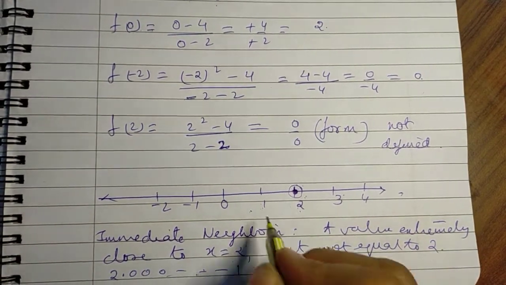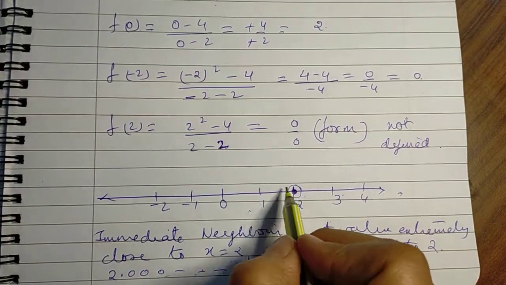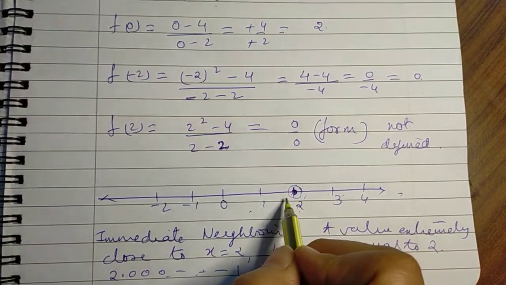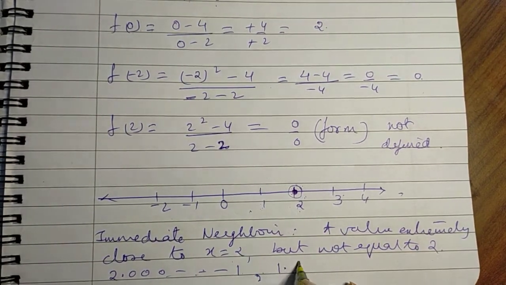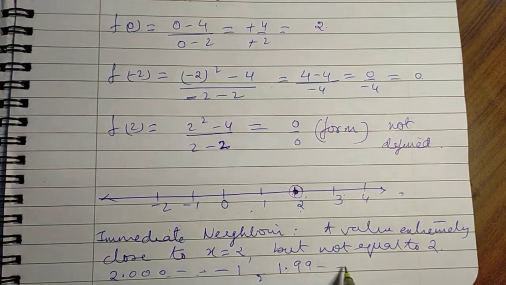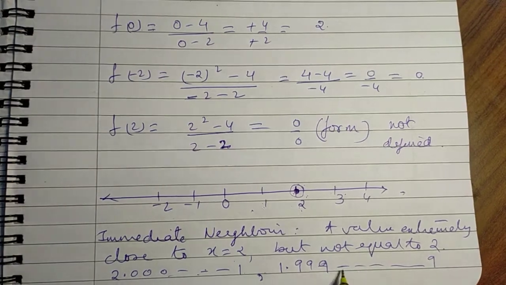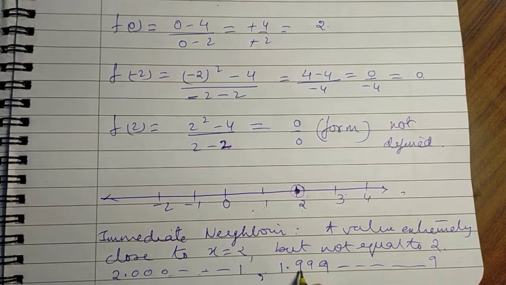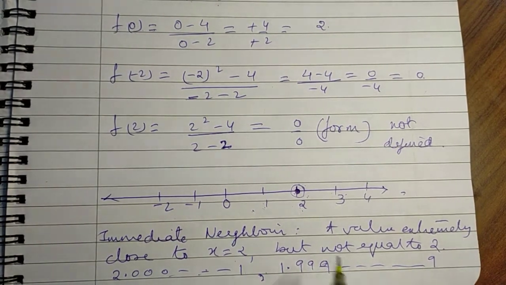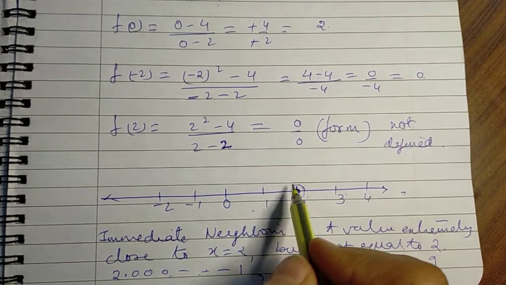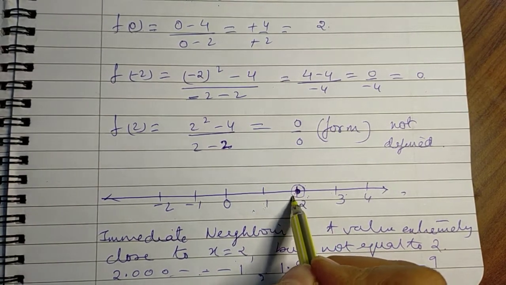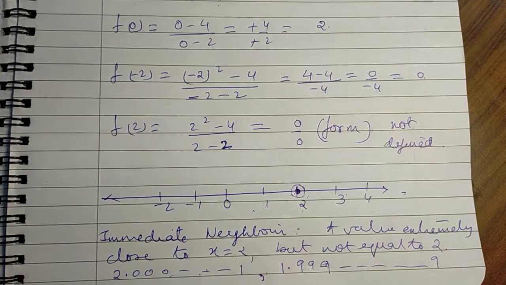Similarly, we could take a value which is close on the left neighborhood, or which lies in the left neighborhood, which will be equal to 1.9999, and hundreds of 9s you could have. You keep on increasing the number of 9s after the decimal point. You keep getting values of x closer to 2, yet not equal to 2. Now let's see how assuming these values helps us.